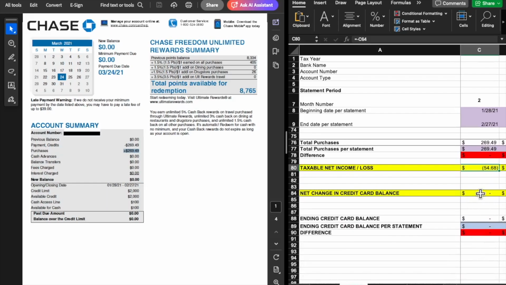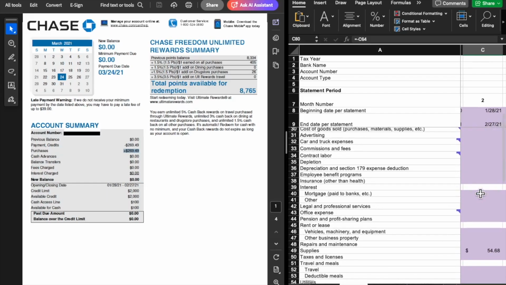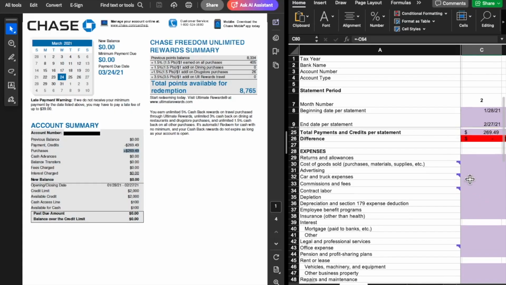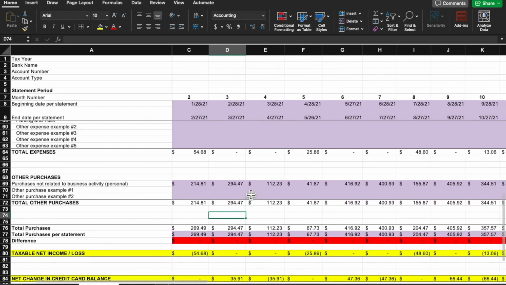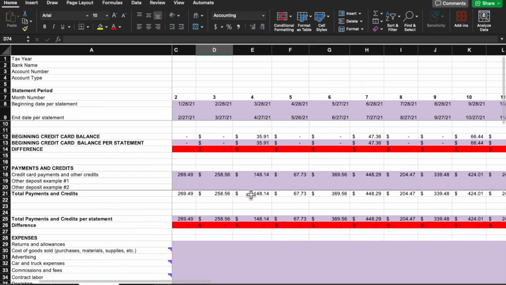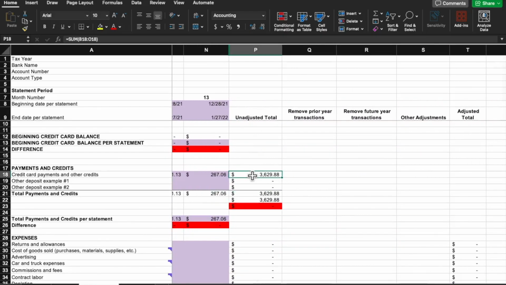No change in credit card balance. And that's pretty much the process. You will go through all the months, which I'm not going to do here to save time. So I went ahead and did all the other months. And then I stopped here at my unadjusted total.